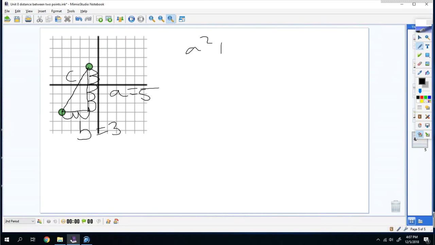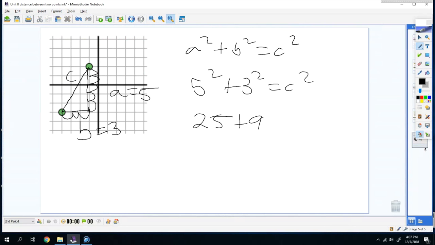So you do A squared plus B squared equals C squared. A is 5, B is 3. So 5 squared is 25. 3 squared is 9. 25 plus 9 is 34. You find the square root of 34, which is 5.8.